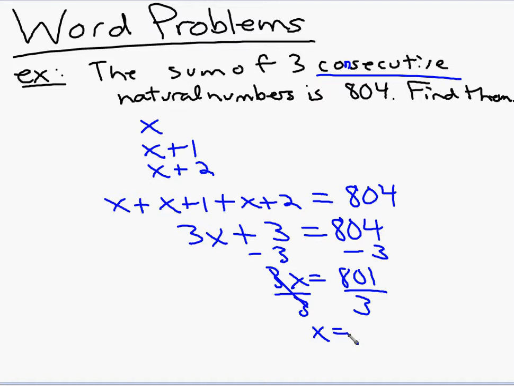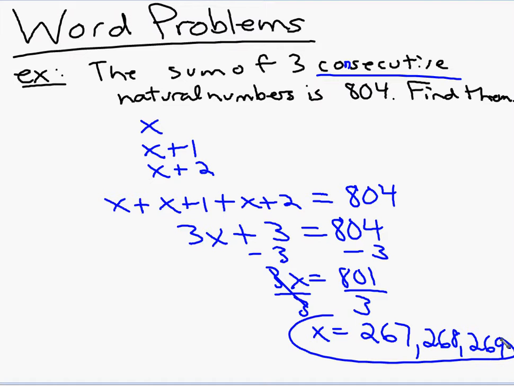Somebody have 801 divided by 3? What is it? 267. That is the first of the three answers. What are the next two? Yeah, you can just count. 268 and 269. Okay?